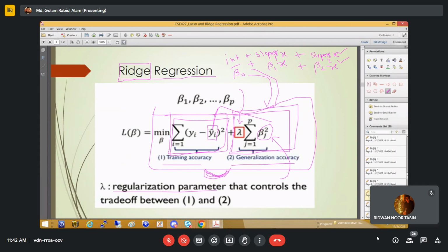So in our y hat, that is our predicted line, or predicted polynomial, we have the beta, and here is also beta. This beta in the penalty starts from 1, so it will consider beta 1 and also beta 2. And if we use a higher degree polynomial, then it will have beta 1, beta 2, beta 3, beta 4, and all those things.